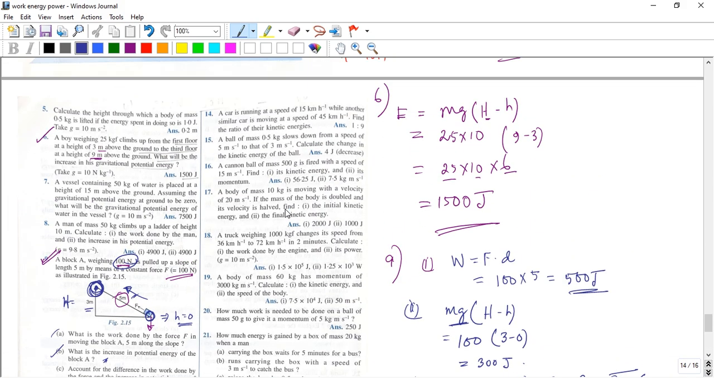Suppose here we choose question number 16. A cannonball of mass 500 gram with a speed of 15 meter per second. Find the kinetic energy and its momentum. Very easy question.